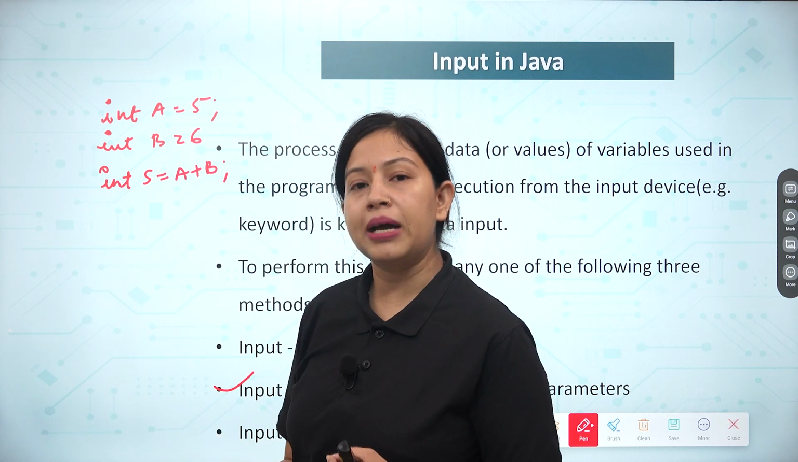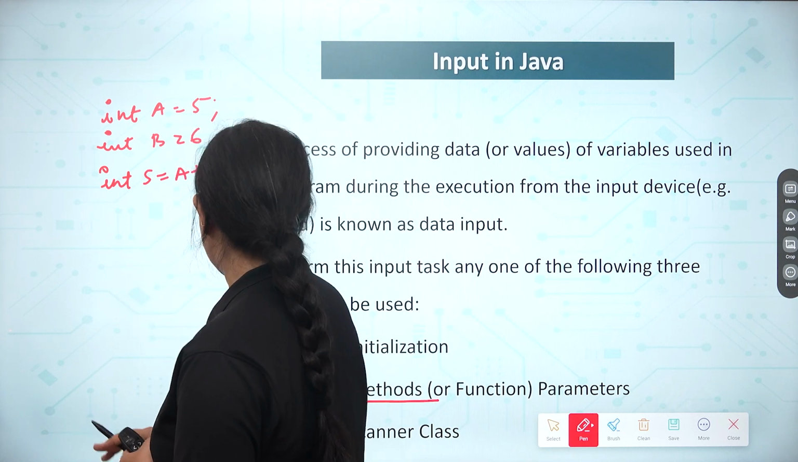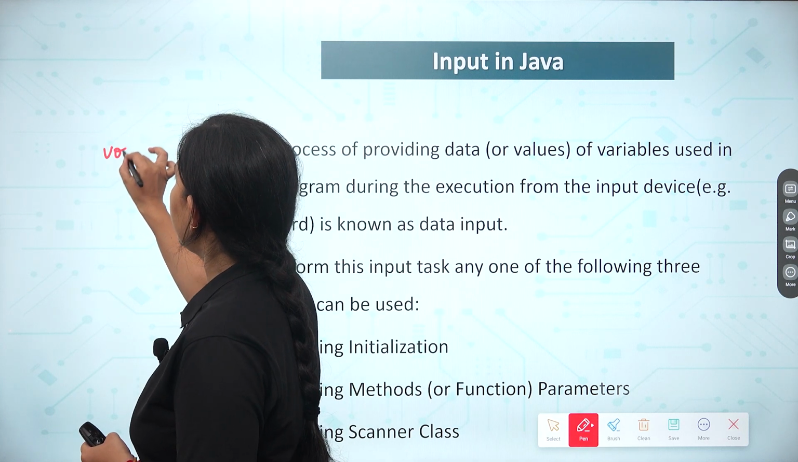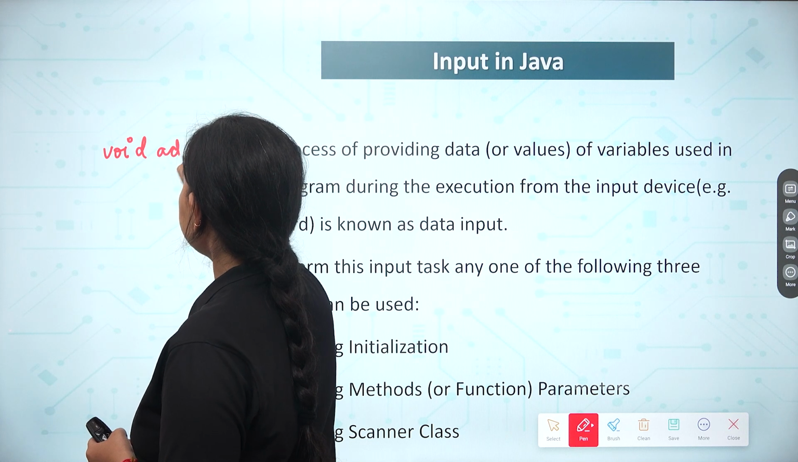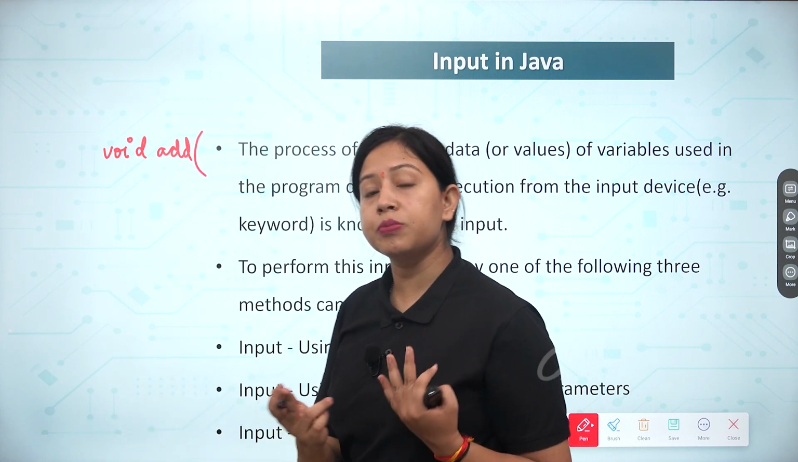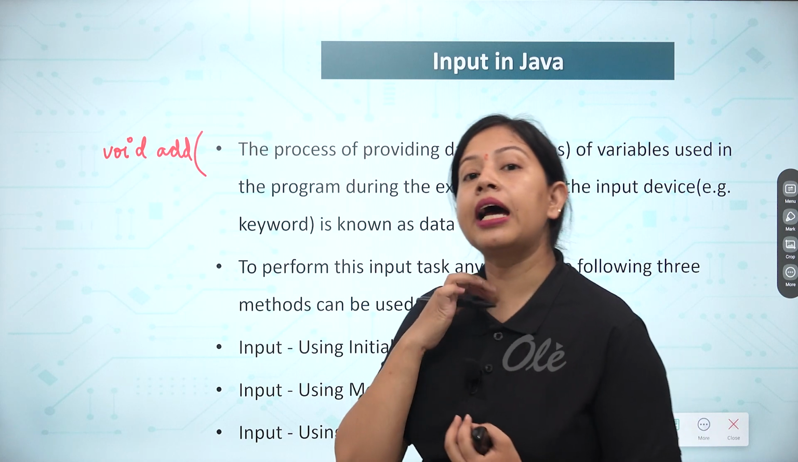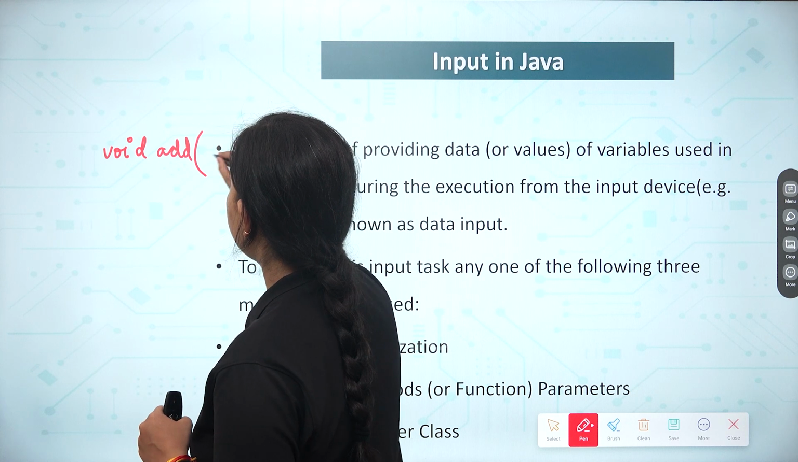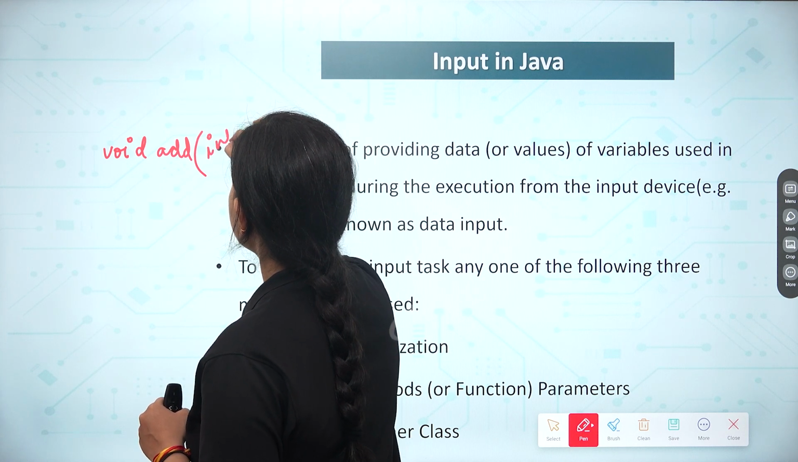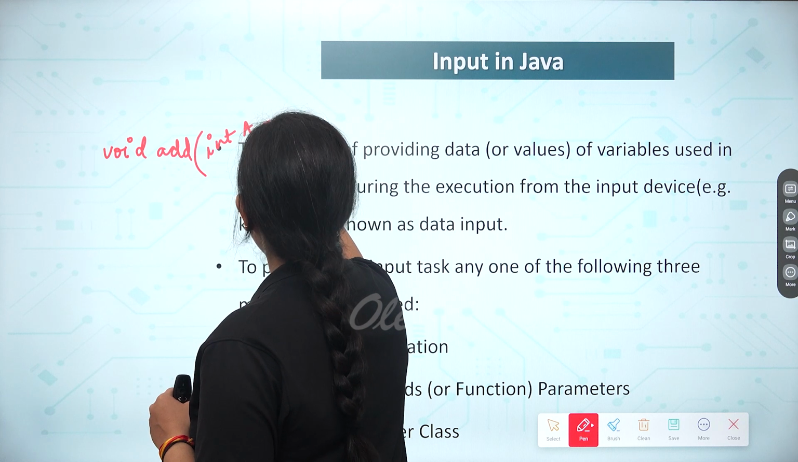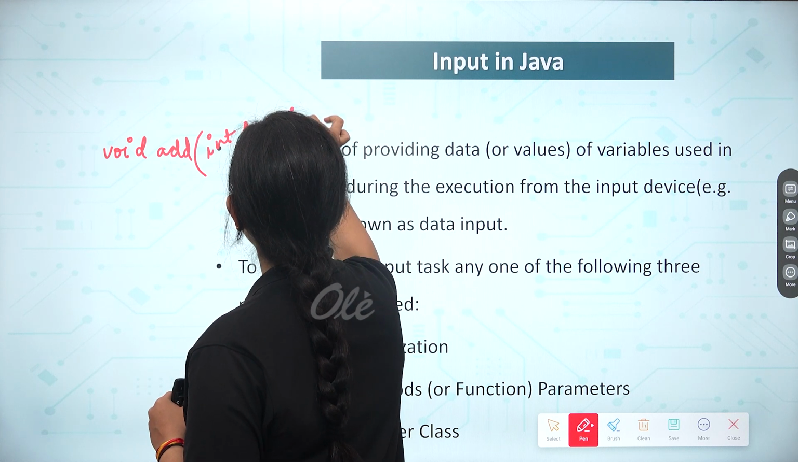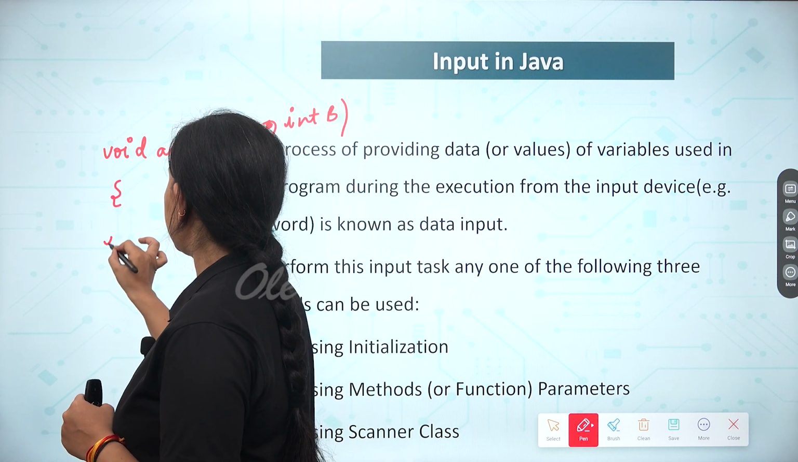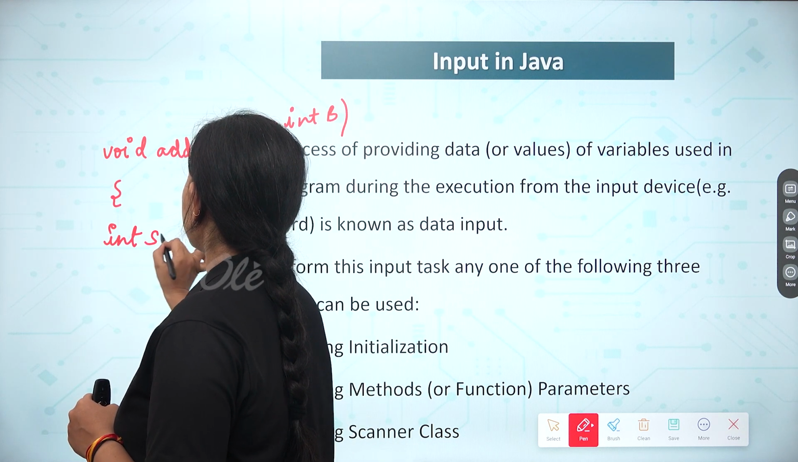But what is the role of a method in that? For that we create a method. How do we create a method? We simply take void add and we pass two arguments because we are adding two numbers. If we are performing the operation over three variables, we pass the three variables. So an argument list can be passed over here. I'll pass int a, separated by a comma, int b. So two variables can be passed here and we take one more variable to store the result of it.